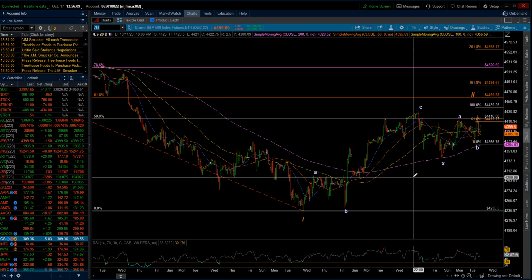Good evening. This is the Elliott Wave update for the S&P 500 and the NASDAQ 100 for Tuesday, October 17th, 2023. An extremely bizarre trading day.